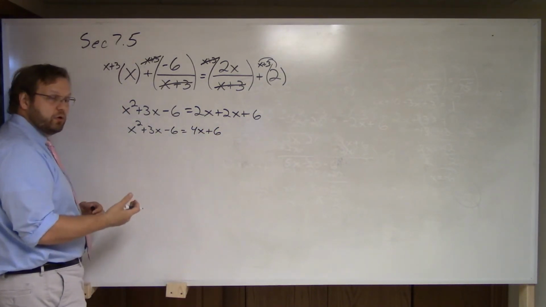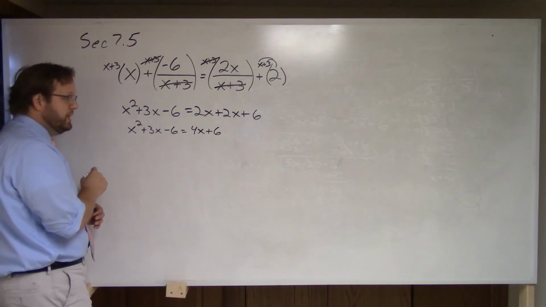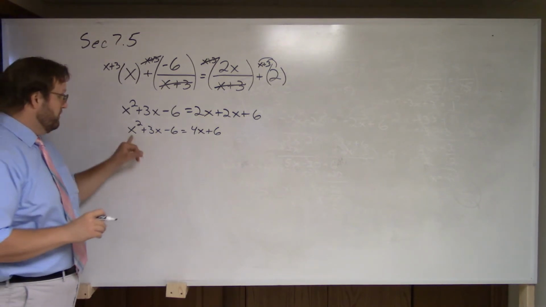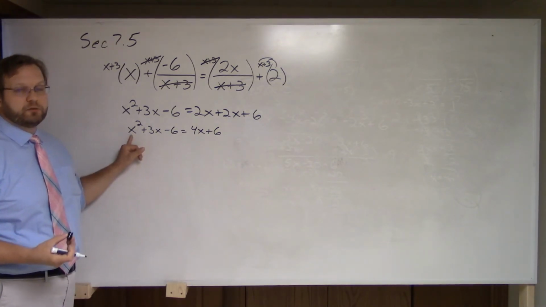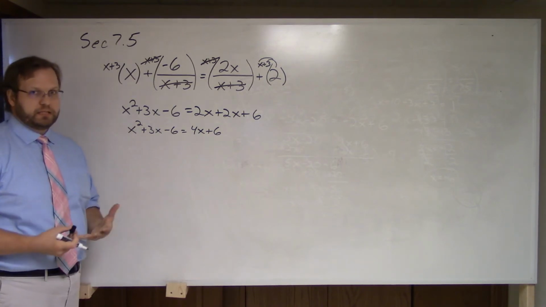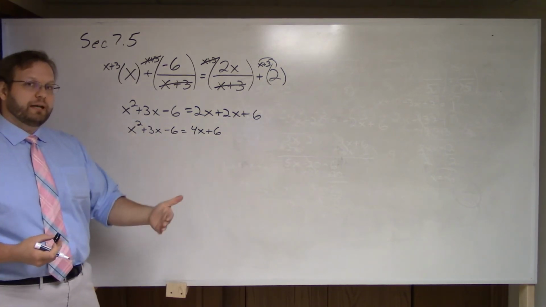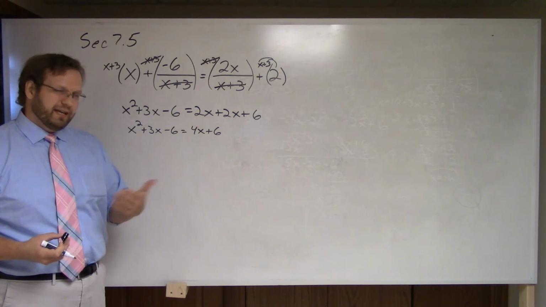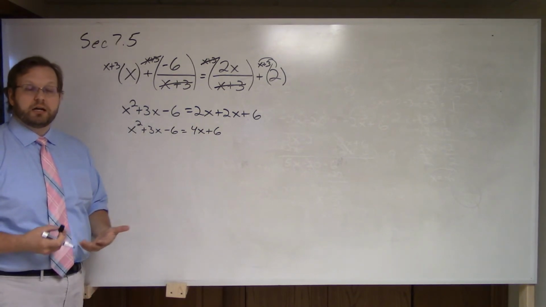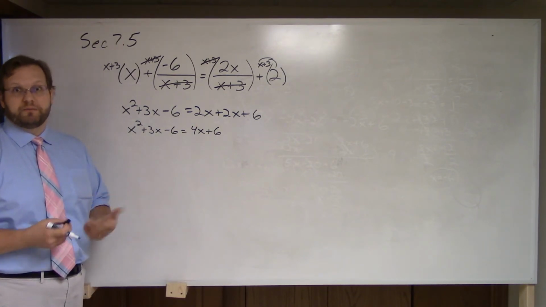And then I get a 0 on one side because this is a quadratic. Again, at this point in the game, if you have a quadratic, it should be factorable. If not, then you made a mistake somewhere. When we get into chapter 11, that's going to change. But the whole point of chapter 11 is to talk about how we can solve those things without factoring.